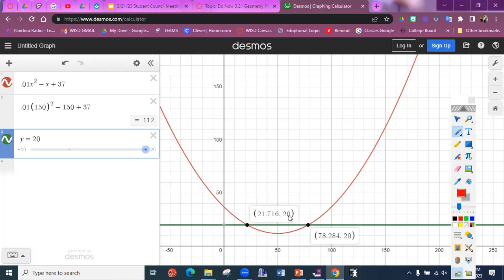Okay, so between our x values, our speed has to be between 21.716 and 78.284 for us to stay at 20 cents per kilometer. So there's two ways of writing this.